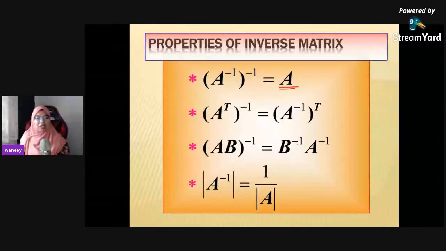Okay, so now another one, this is quite crucial. Determinant of A inverse is 1 over determinant of A. So A inverse is not equal to 1 over A. However, if you take the determinant of A inverse, that is equal to 1 over determinant of A. So for determinants, it works.